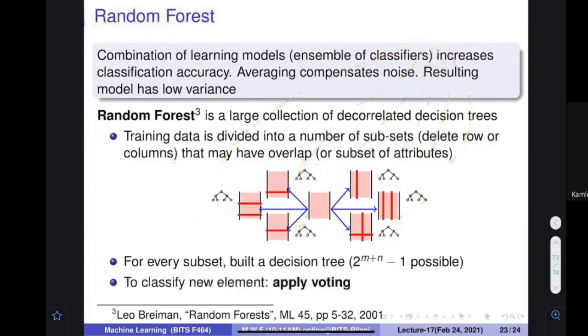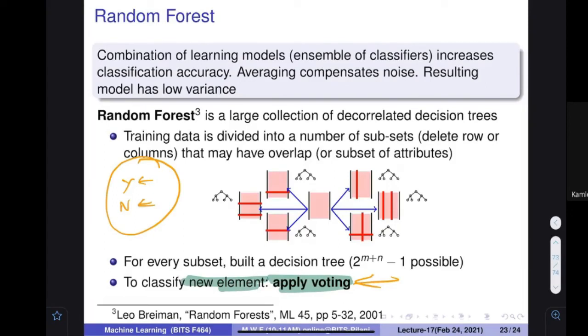Okay, so whenever a new item comes, we apply voting. This is what the voting was: how many of the trees are telling that it is yes, how many are telling that it is no. This is called voting. And based on the voting, I can tell what the classification of this particular item is. So is this concept of random forest clear to everybody?